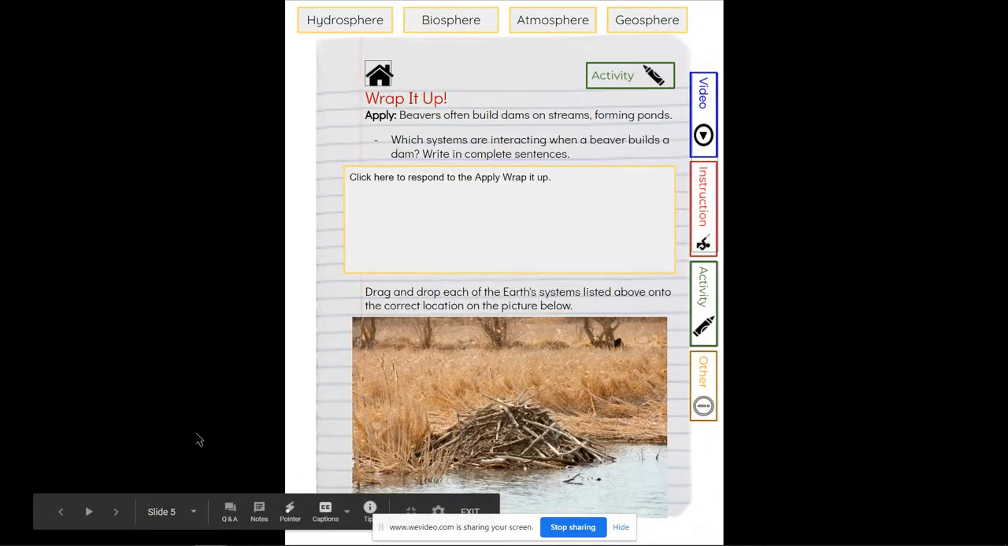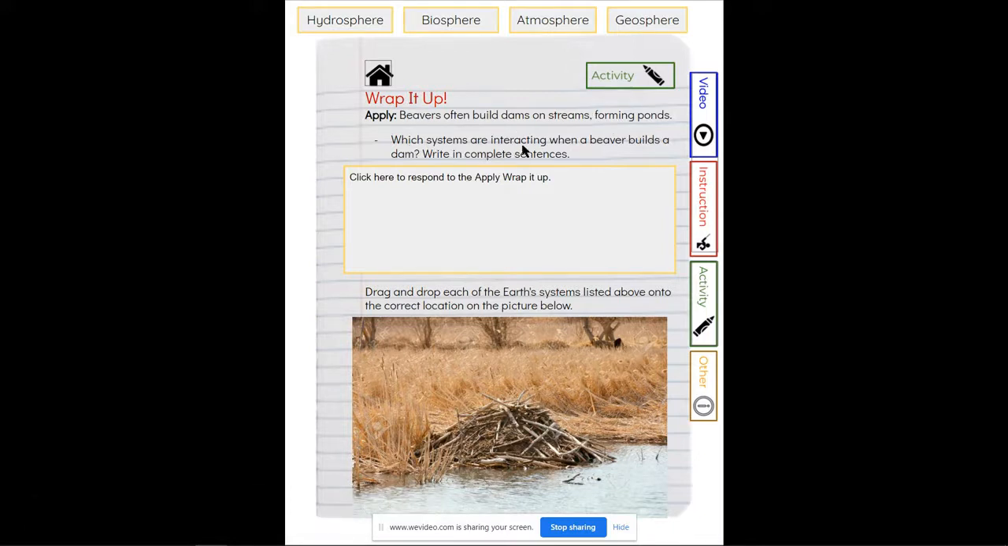You have a second activity page here, and so you have to apply your thinking. Beavers often build dams on streams, forming ponds. Which systems are interacting when a beaver builds a dam? Write in complete sentences. So you're going to click here to respond to the apply.